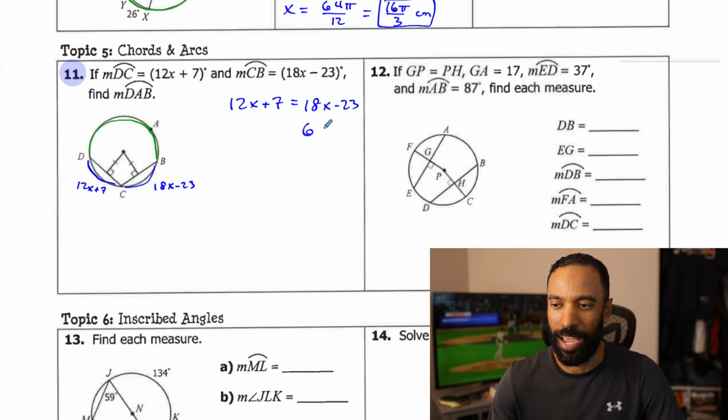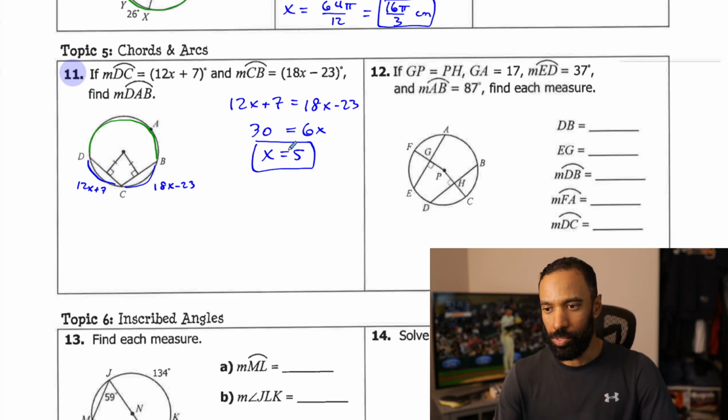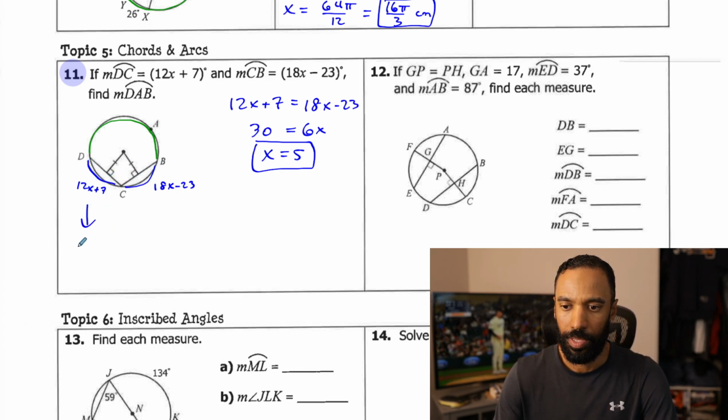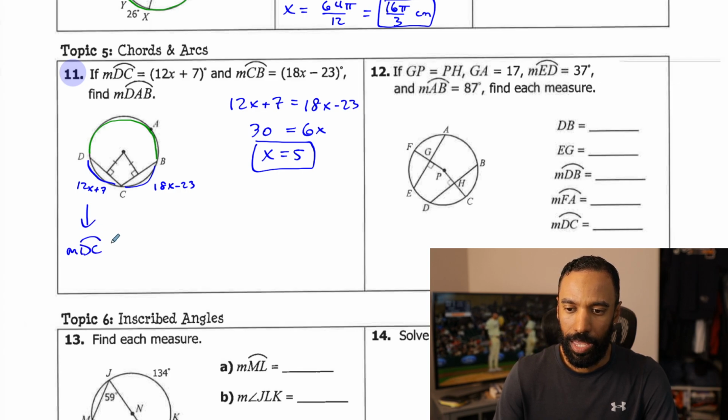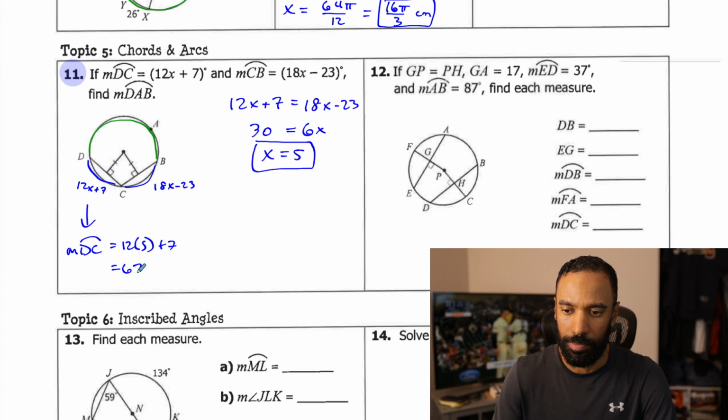So we will. We'll solve for x. We get 6x equals 30, divided by 6, x equals 5. Not the answer. We are going to use this x equals 5 and substitute it into either of these. I'll just go ahead and do this one. Measure of arc DC is going to be 12 times 5 plus 7, which is 67 degrees.